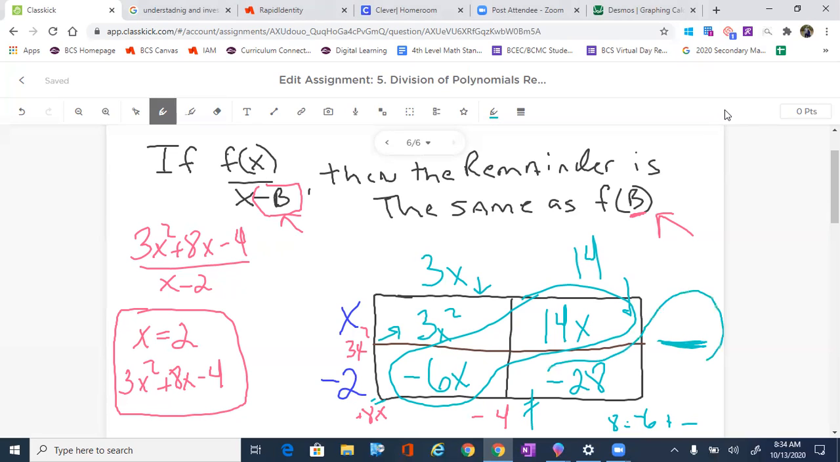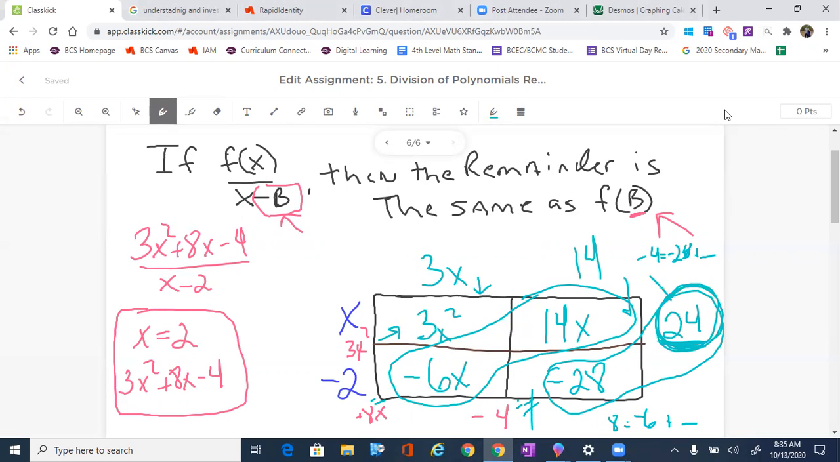And I have to find out what plus negative 28 is equal to negative 4. And I could write that down as some algebra too if I needed to. Negative 4 equals negative 28 plus some value, and add the 28 over. It's going to give us 24. Okay, and our remainder is 24.